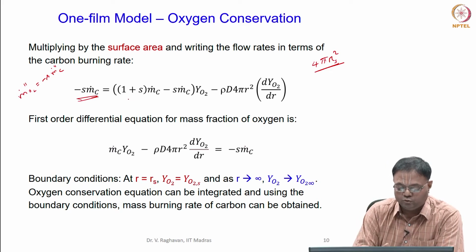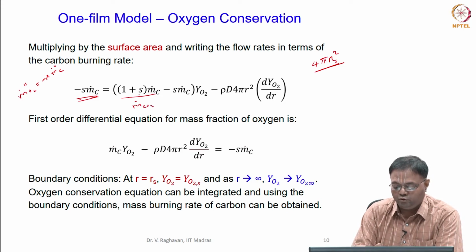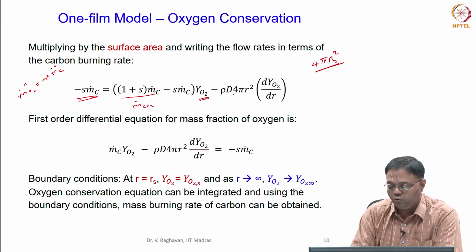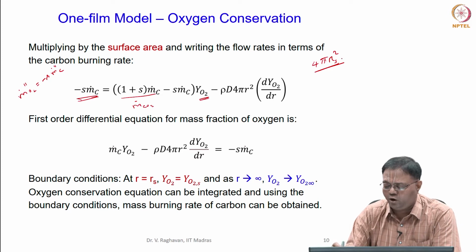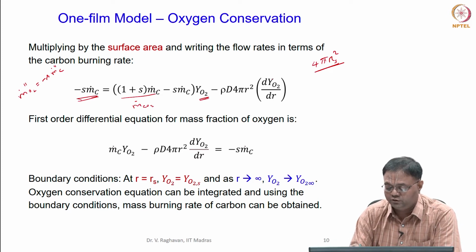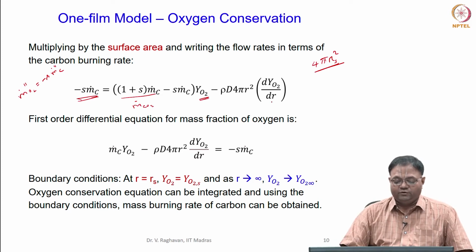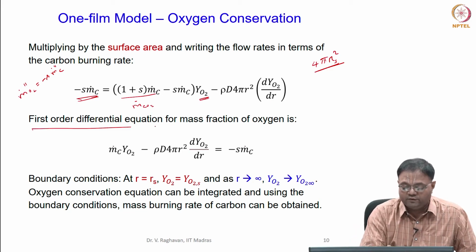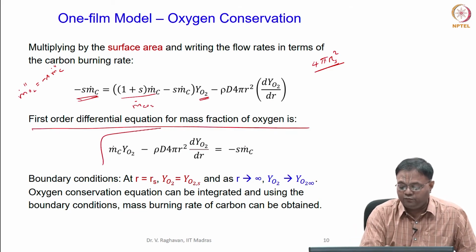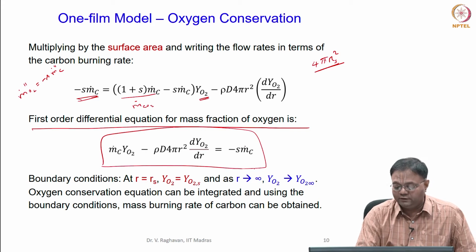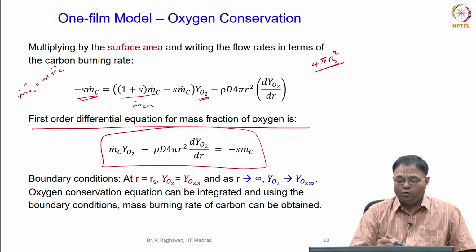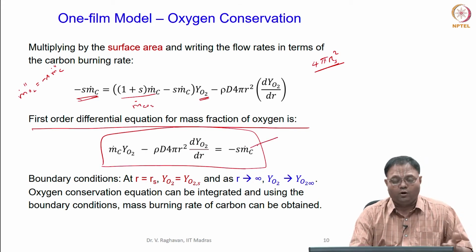So that will be equal to, now I am writing, this is nothing but m dot CO2 minus m dot C. So this is the net flow rate basically into Y_O2 minus rho D 4 pi r square. You can put r or r square, that is not a problem. So this is the differential equation. So the first order differential equation for the mass fraction of oxygen can be written like this. And you know that this is a constant here, even though unknown, it is a constant.